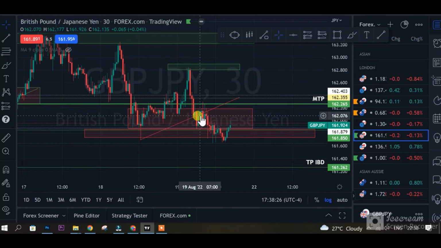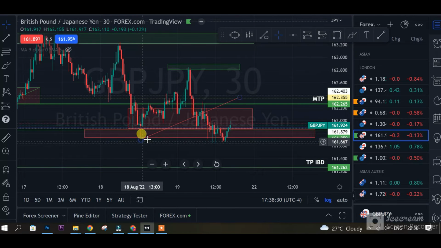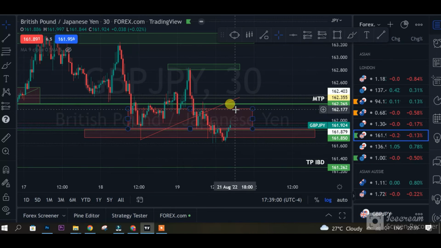So I decided to look to my left, and I noticed that there was an attempt to break out to the downside, which was rejected, and it created a low. So I created a trend line because my bias was for bulls. So I wanted to see what area of this trend line would be favored the most.